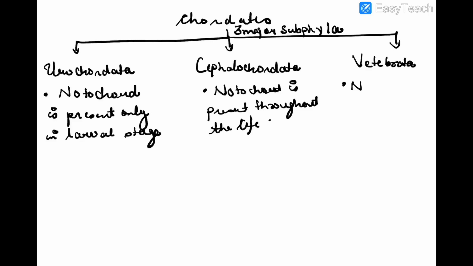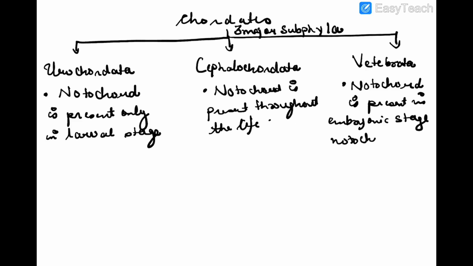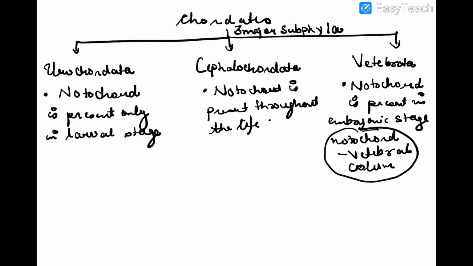In Vertebrata, notochord is present in the embryonic stage, but in adults this notochord is replaced by the vertebral column. So they have notochord in the embryonic stage, whereas in adults this notochord is replaced by the vertebral column.